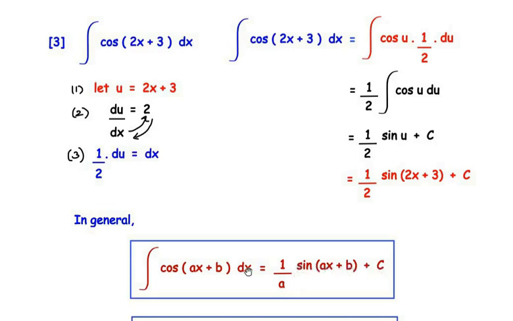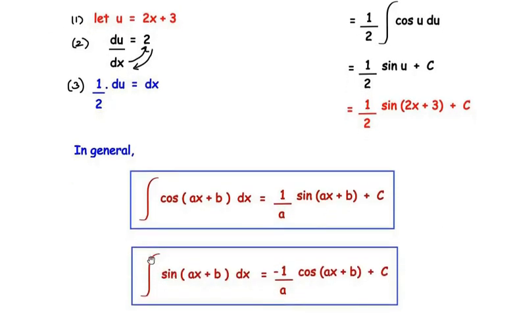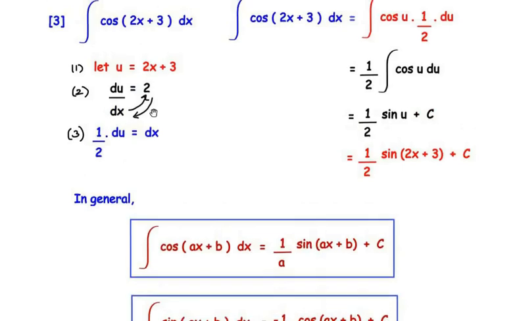So this is the first formula which can be useful in solving these kind of questions. And the second formula is if we have replaced cos by sin. So integration of sin of ax plus b dx will be equal to minus 1 over a cos of ax plus b plus c. So integration of cos is sin and integration of sin is minus cos. So these are the two formulas which you can remember for these kind of questions. Now let us move on to the next question.